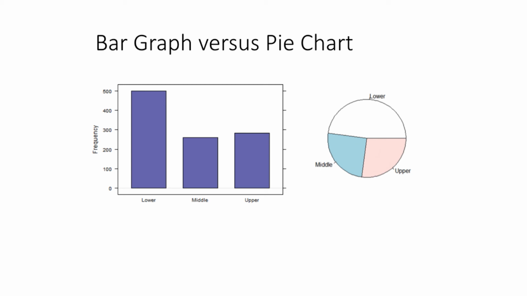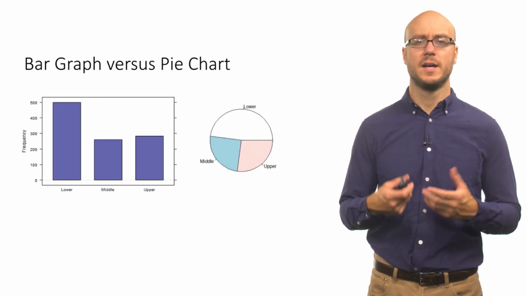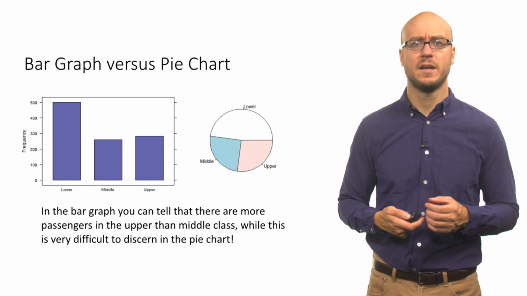On the pie chart, the difference between the middle and upper class is almost impossible to distinguish. Yet on the bar graph, even though the middle and upper class counts are very similar, you can still distinguish between the two categories, meaning you can still tell that there are more people in the upper class than the middle class. The pie chart really kind of washes that over. This is why bar graphs are typically favored by statisticians and experts in data visualization.